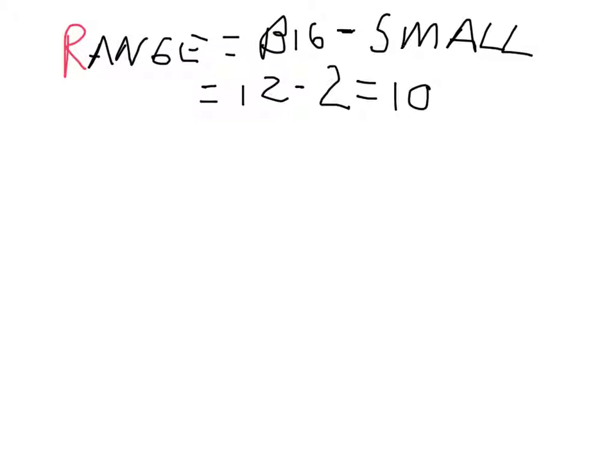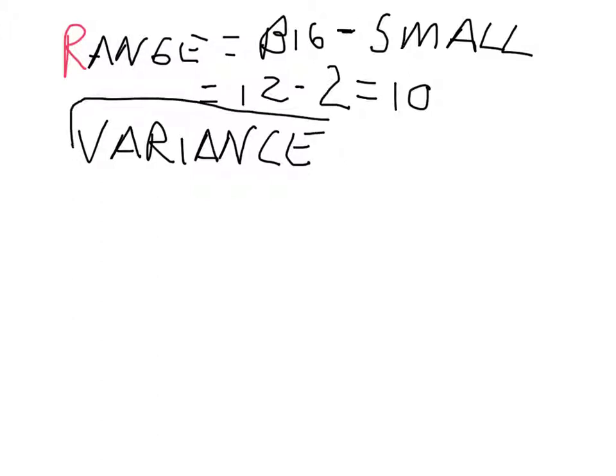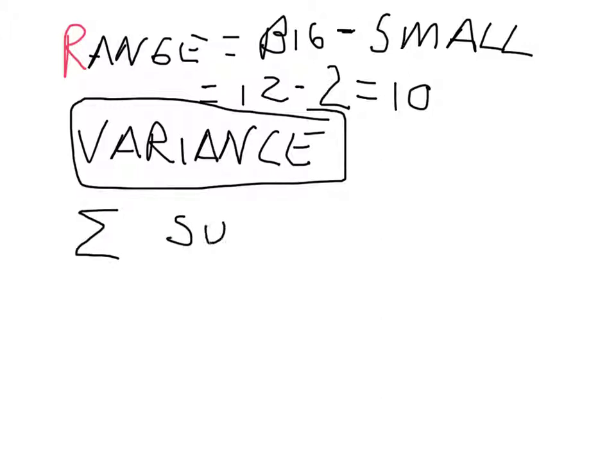Okay. The next one is variance, and it has a horrible, ugly formula. And we need to talk a little bit about how the ugly formula looks before we actually do it. So anyhow, if we have the summation sign, okay, that's your summation sign. Essentially, that means add.